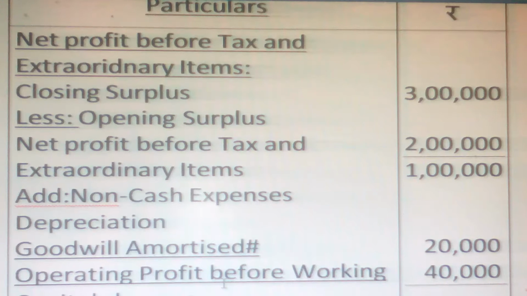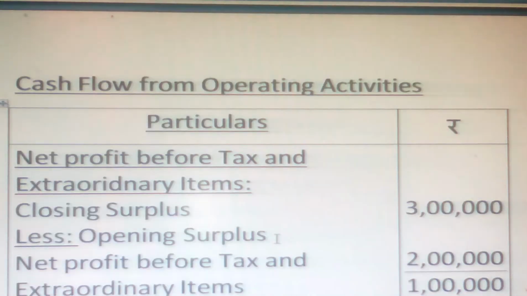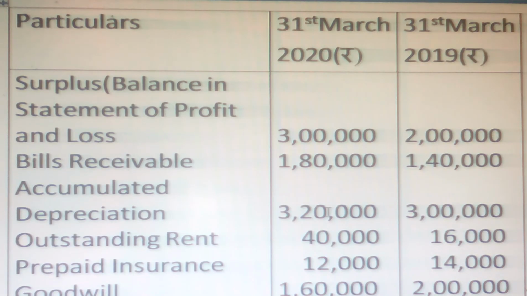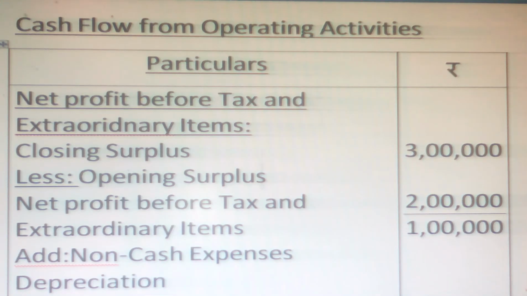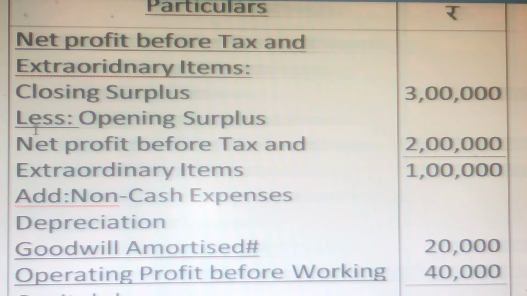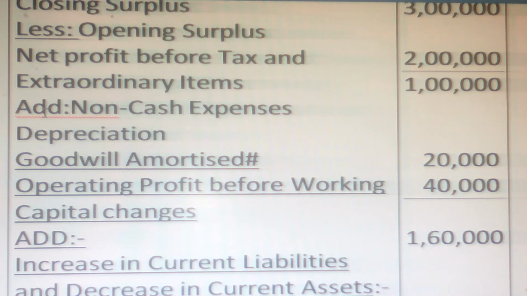See here. Again our first duty is net profit before tax and extraordinary items. They have not given profit directly. You are going to calculate it: opening balance 2 lakhs at 31st March 2019, closing balance 3 lakhs at 31st March 2020. The presentation is very, very important. You have to write like this. From the closing surplus 3 lakhs, deduct the opening surplus 2 lakhs. You get net profit before tax and extraordinary items, 1 lakh. Now we are going to add our non-cash expenses.